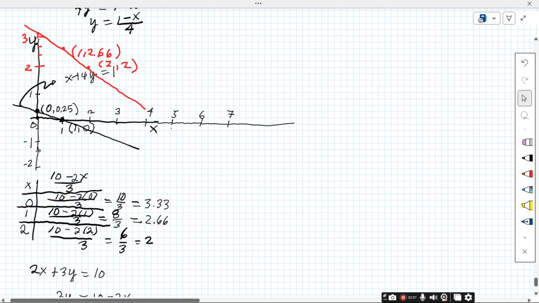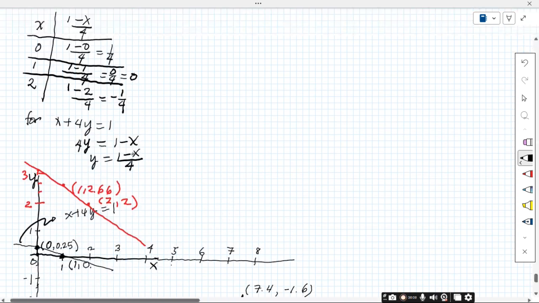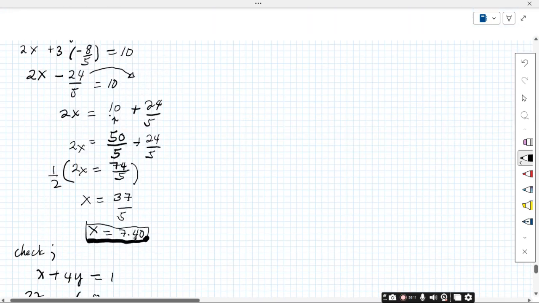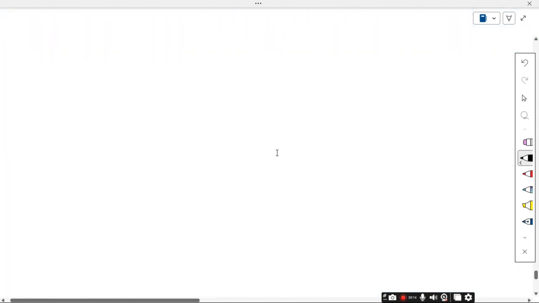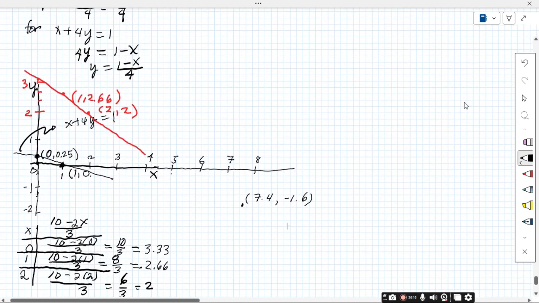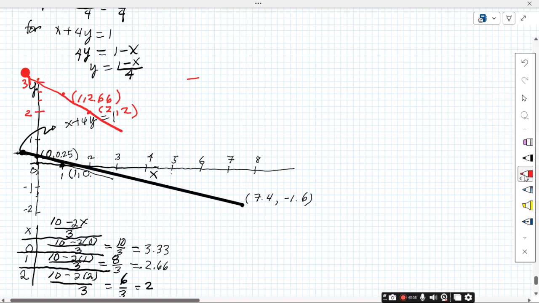So if that's 7.4, again, the value is 7.4 and negative 1.6. Now I hope we reach this point, because this is the intersection. We try to draw our line here and extend it. Same thing for the other line. Let me choose red and try to draw it. Let me try to draw the line as straight as I can.